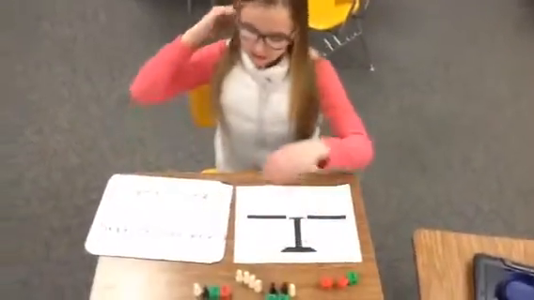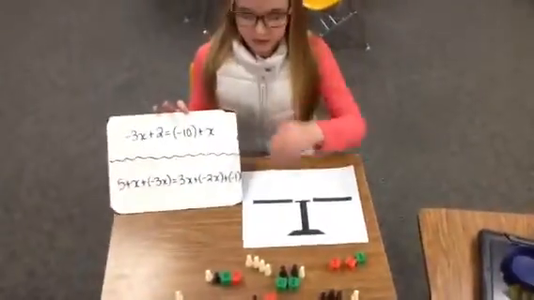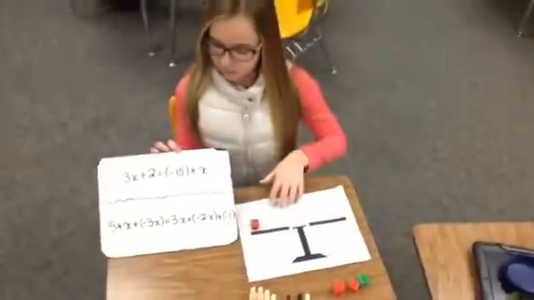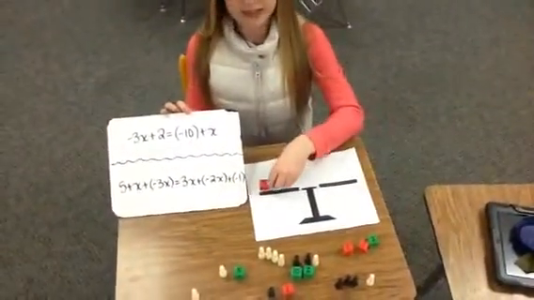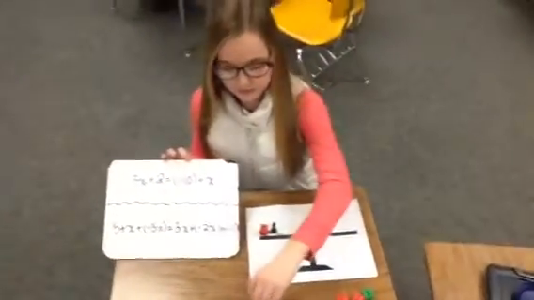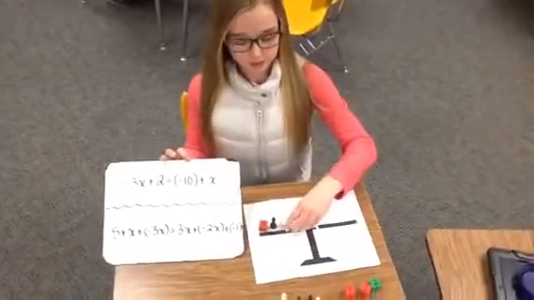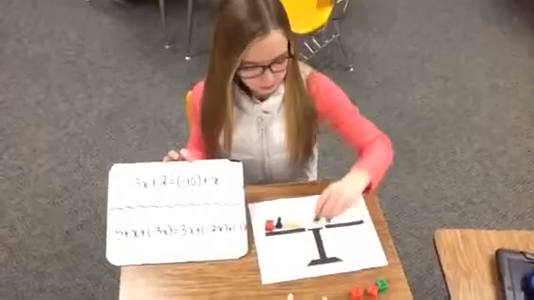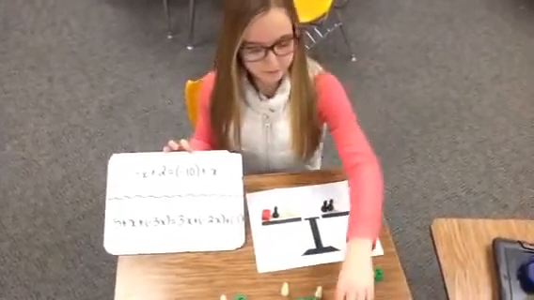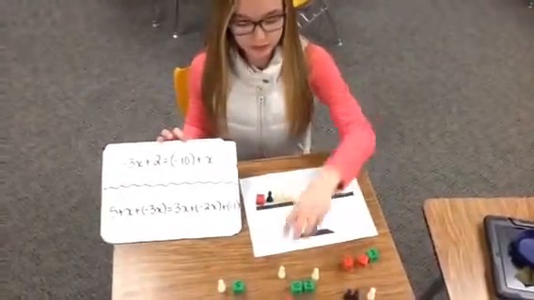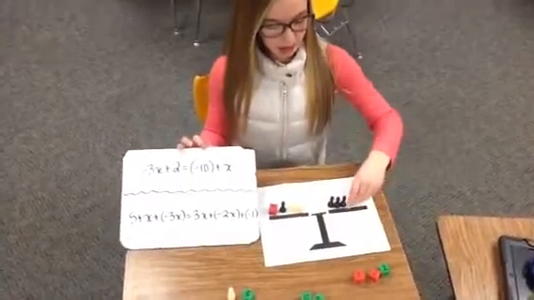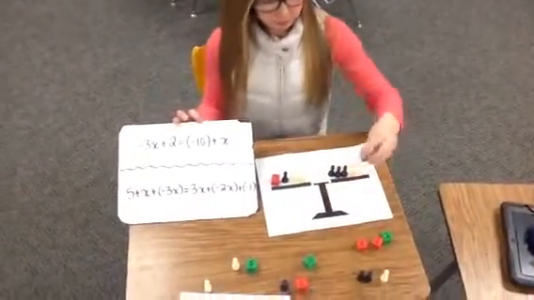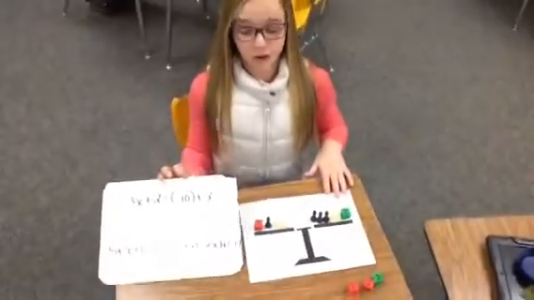My next problem I'm going to show you is positive 5 plus x plus 3 pawns that equal the opposite of x is equal to 3x plus 2 pawns that equal the opposite of x plus negative 1.